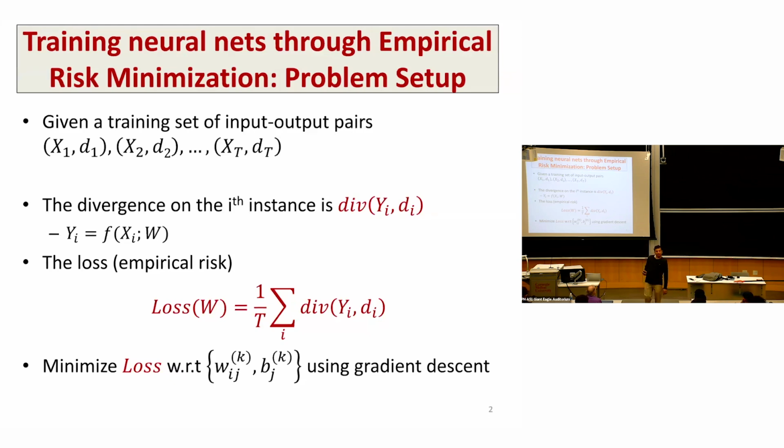So we defined a divergence between the desired output of the network and the actual output of the network. The loss was defined as the average of this divergence over the entire training set. And this loss, once the training set is specified, is just a function of the network parameters W. And so this is what we would minimize the loss with respect to W, where the network parameters comprise the set of weights for all of the perceptrons in the network and their biases.